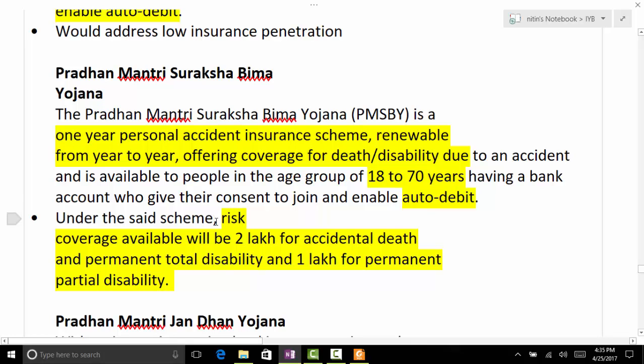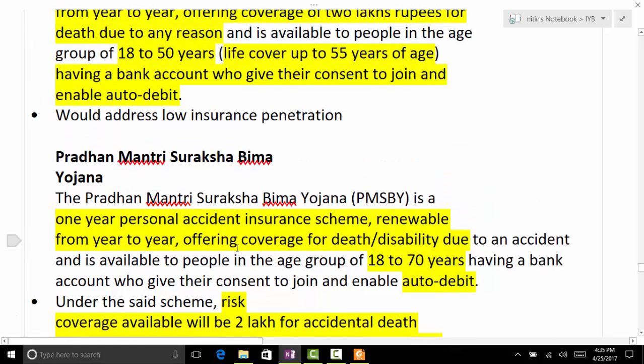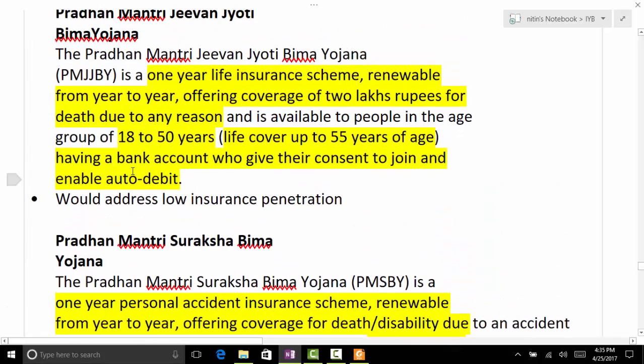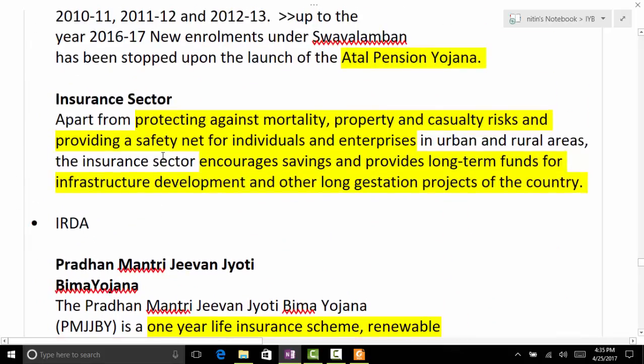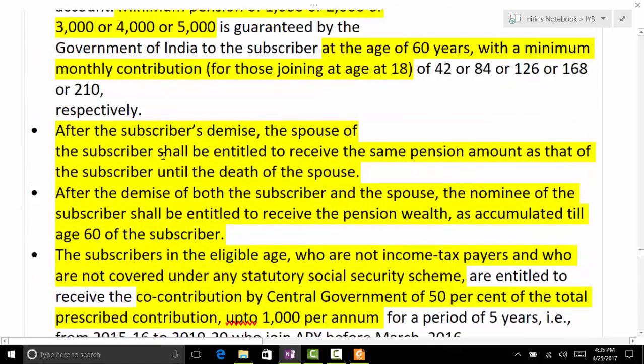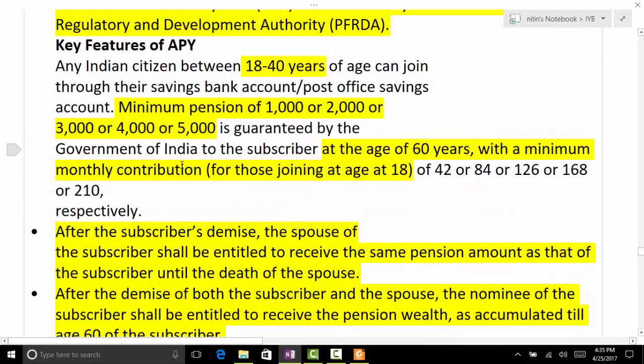So it's again 1 year personal accidental insurance, renewable year after year, both death and disability, 18 to 70 years. Risk coverage will be 2 lakh rupees for accidental death and permanent total disability, and 1 lakh for permanent partial disability. So 18 to 70 years is the age limit for Suraksha Bima. Here it is 18 to 50 years. And for Pension Yojana it was 18 to 40.